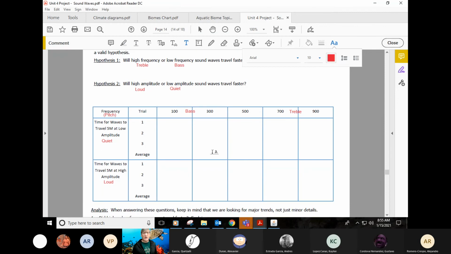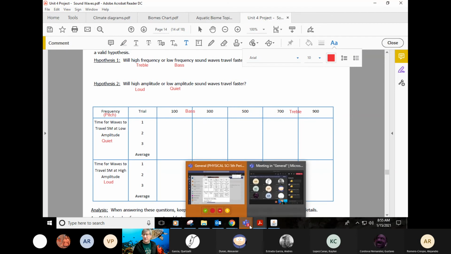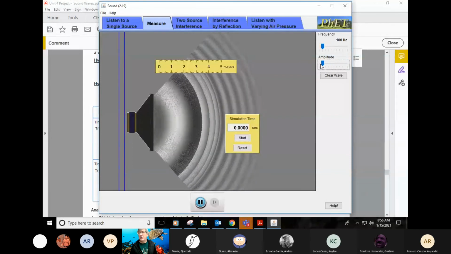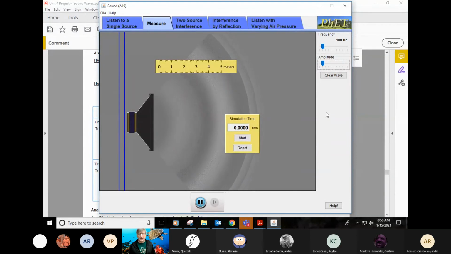So the first trial, I'm going to set the frequency to 100 and turn it quiet. Let's bring this down to 100, not all the way because then it's turned off. We're going to do this 3 times. You're going to write down the number that ends up being here. I'm going to follow the wave from when it's released until it hits the 5 meter mark, and I'm going to start right now on the back side of this zone of compression.